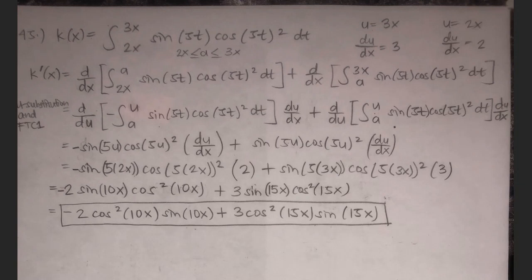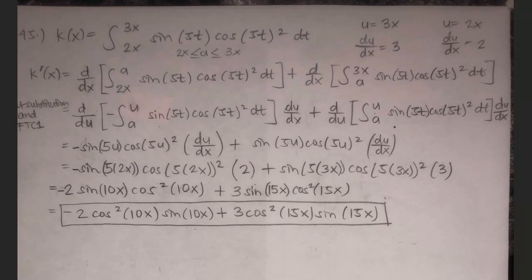Then for u substitution, I set u equals 3x and u equals 2x, then find du over dx of 3x equals 3, and d over dx of 2x equals 2, which are the derivatives of the two functions, 3x and 2x. Then I did d over du times the integral times du over dx, which is the same as d over dx.